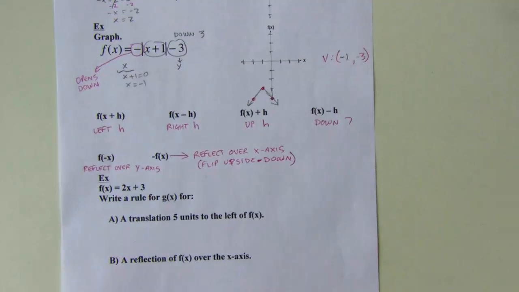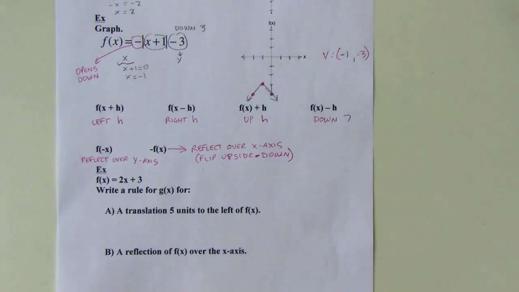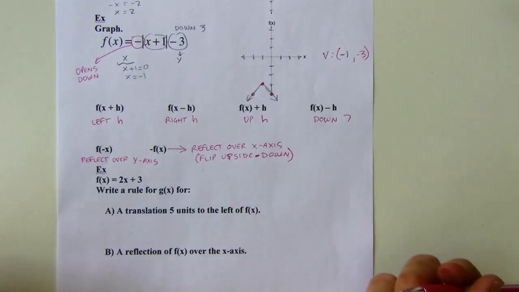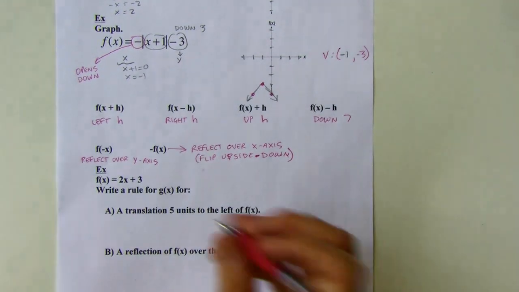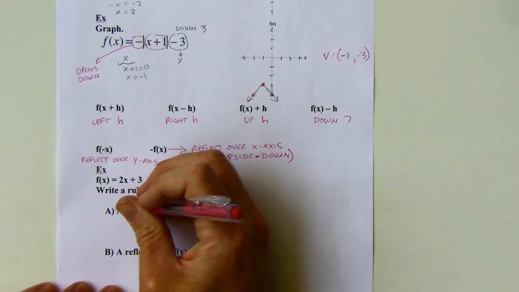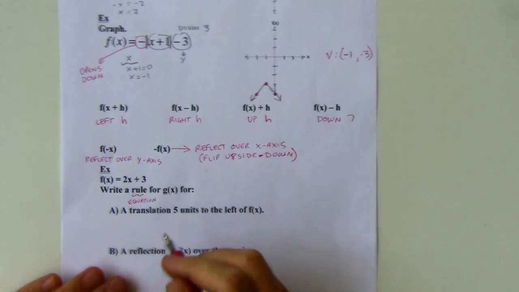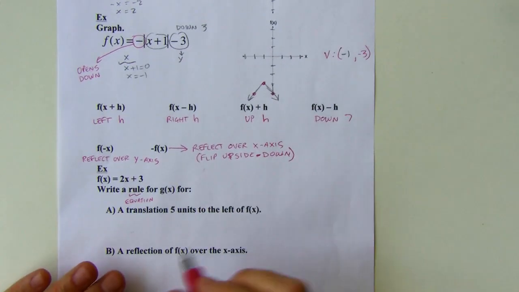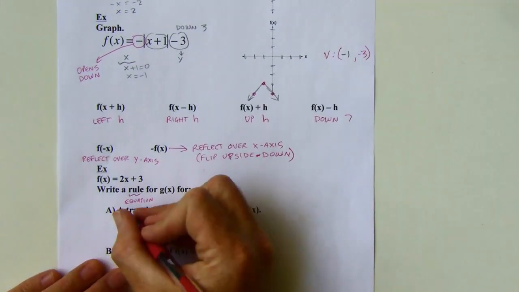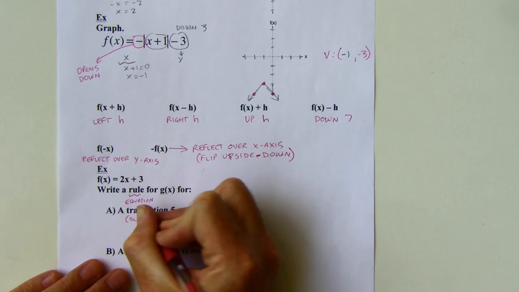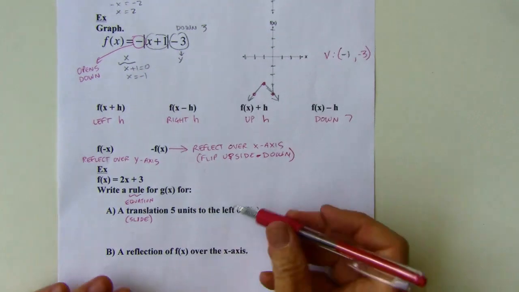Now we're going to be writing equations. Okay? When it says write a rule for g of x, that just means write an equation for g of x. So just think of that as saying equation or function. So this says a translation. A translation is sliding things left or right. Okay? So this is a slide. That means it's moving something either up, down, left, or right. Now in this case it's left.